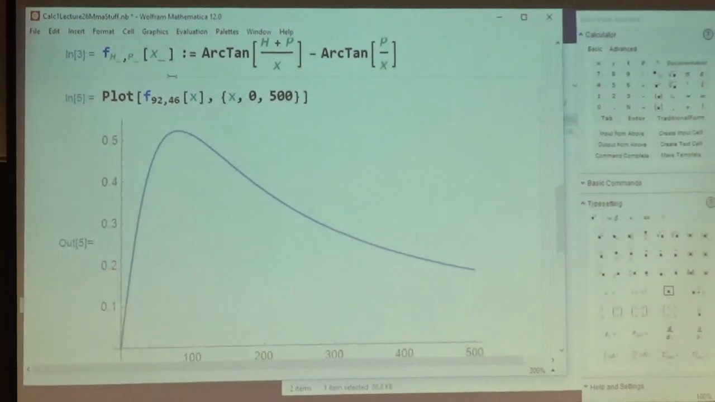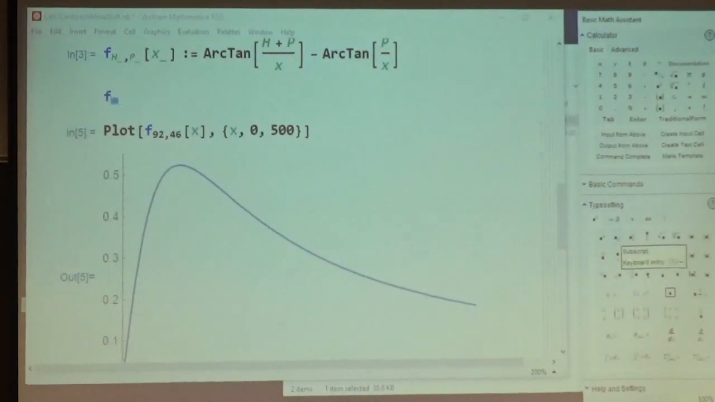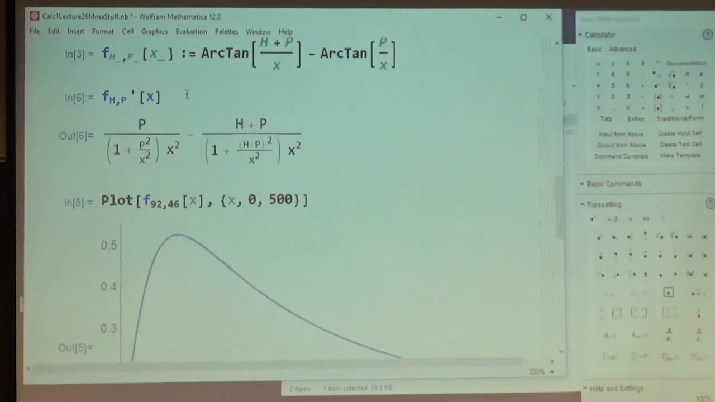We can have Mathematica do the calculations for us. Well, we can do the derivative. When you use the subscripts like this, you can avoid the d. You can just use a prime. Tab over to a prime right there. There's the derivative. We can simplify it.